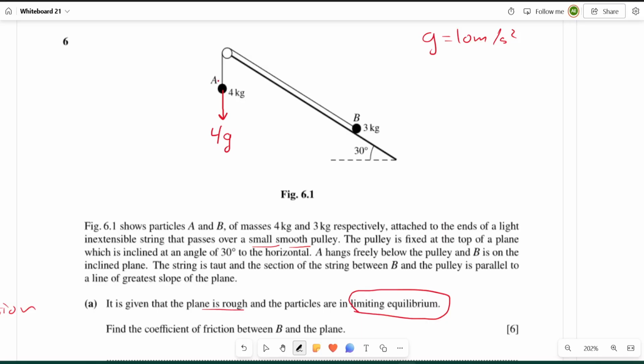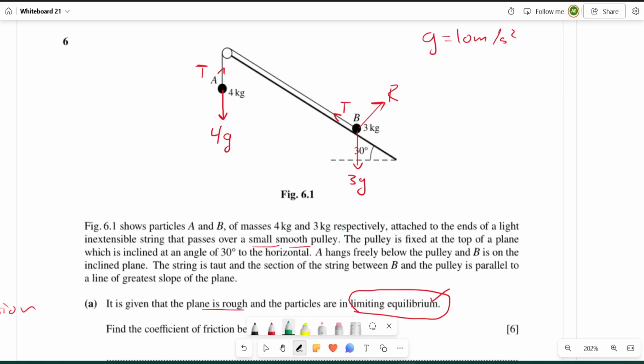And what other forces are acting on A? We're going to have a tension upwards. Okay? That's it. Do we have any acceleration for A? No, because we're in limiting equilibrium. So that's it. And that implies that the tension force is going to balance the 4G force, so they are basically equal. Now, let's do the free body diagram for B. It's going to have a weight force acting downwards with a magnitude of 3G. It's going to have a tension force, which is going to be equal to this tension force because it's a light string. And we're going to have a normal force or a reaction force that's perpendicular to the plane. Let's call it R. Okay?